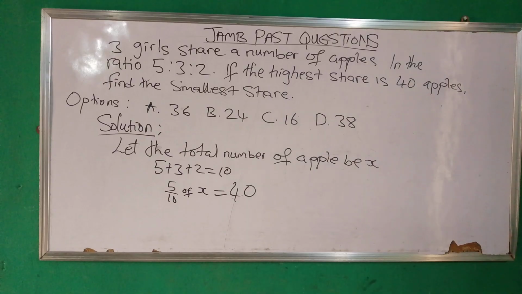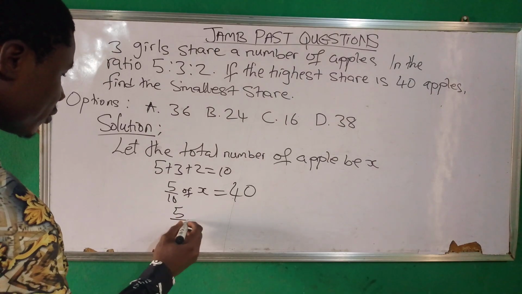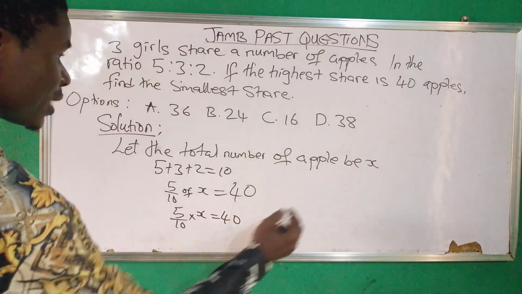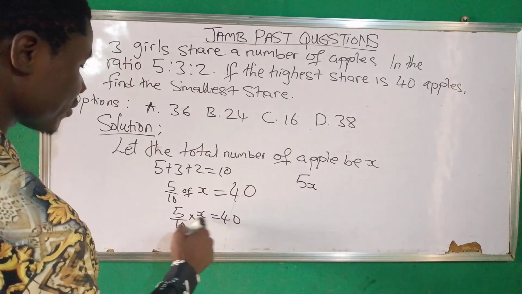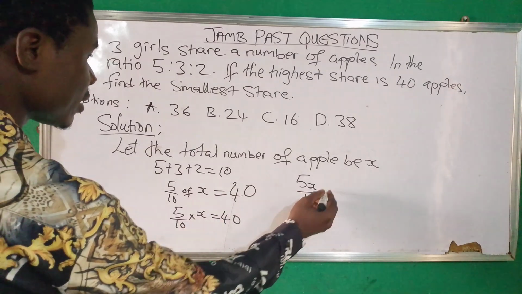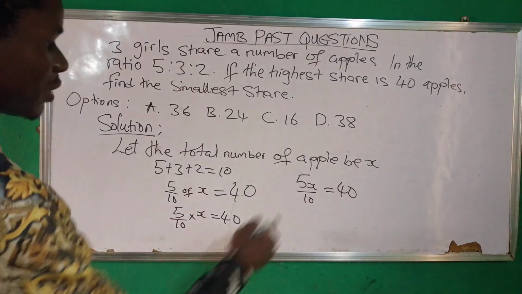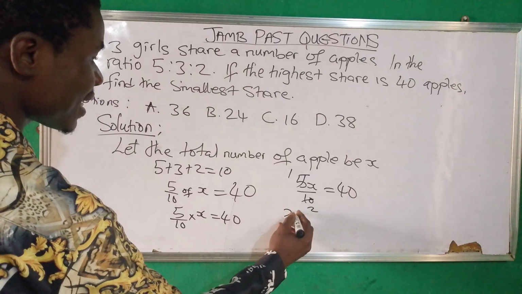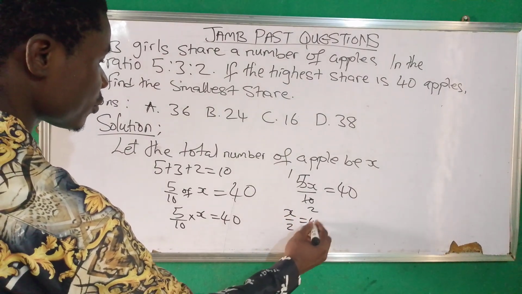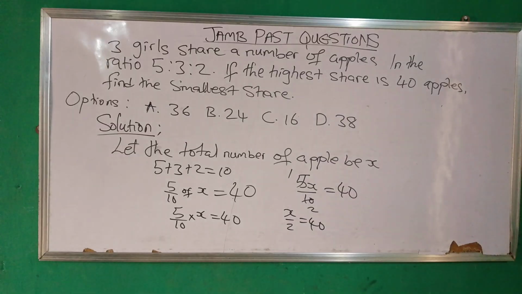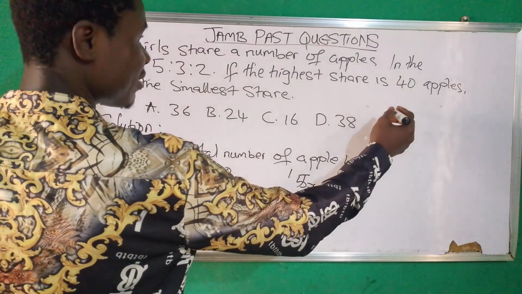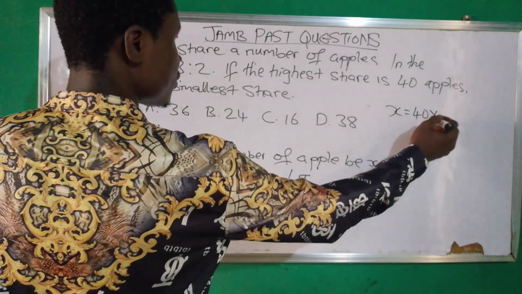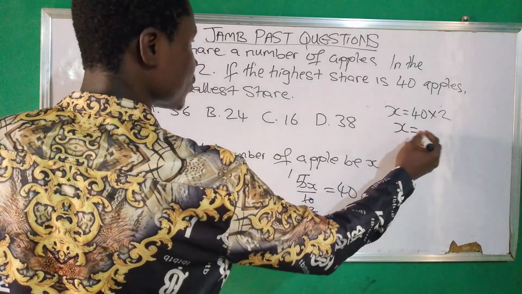Alright, so let's solve this out and see. 5 over 10 times X equals 40. That means we have 5x, because 5 times x is 5x, all over 10 equals 40. Alright, we can divide this fraction. 5 here 1, 5 here 2. So that means that x over 2 equals 40. If x over 2 equals 40, we cross multiply. We have x equals 40 times 2. That gives us x equals 80.